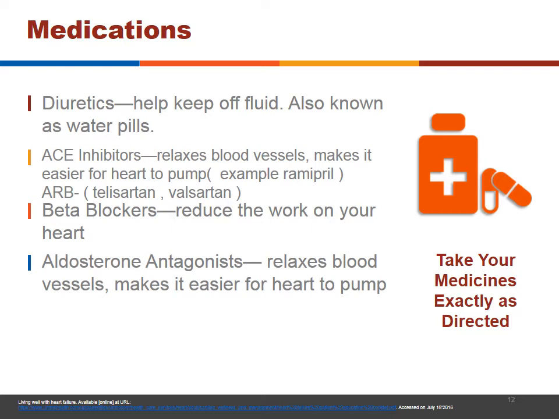Anything that helps get rid of fluid is also known as the water pills, that is the diuretics. ACE inhibitors relax the blood vessels and make it easier for the heart to pump, like ramipril. ARBs are telmisartan, valsartan. Beta blockers reduce the work on our heart. Aldosterone antagonists relax blood vessels and make it easier for the heart to pump.